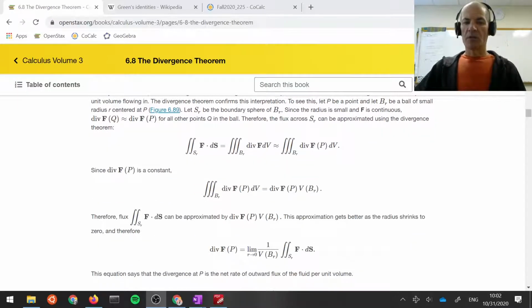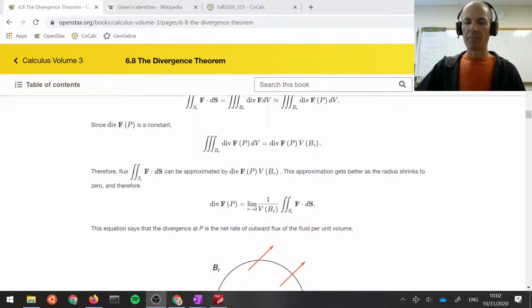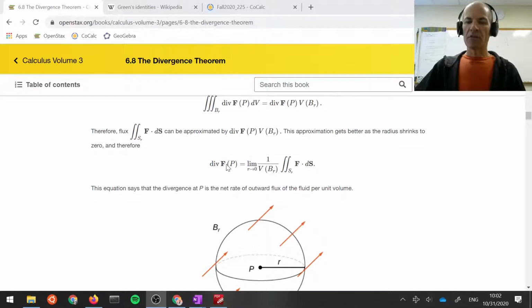Since the divergence of f at a point P is a constant in this integral, we can pull it out, and what's left behind is simply the volume of the ball of radius r. Therefore, the flux over the surface integral can be written as just the divergence of f at P times the volume of the ball. And if we let r go to 0, this approximation gets better and better. So the divergence of f at P can actually be computed as this limit of surface integrals.